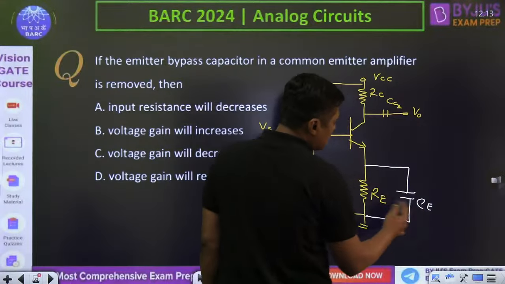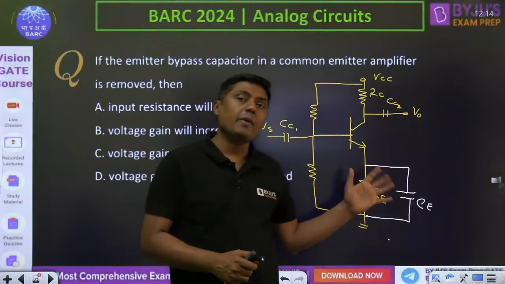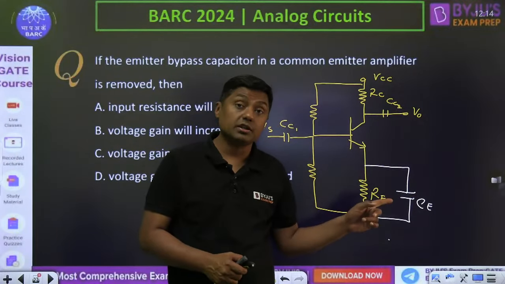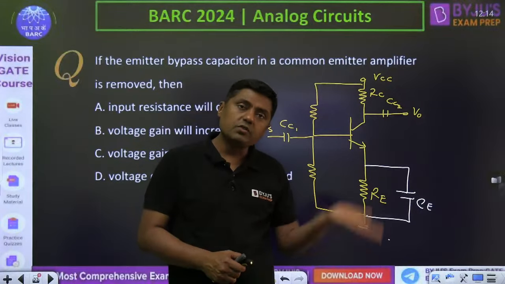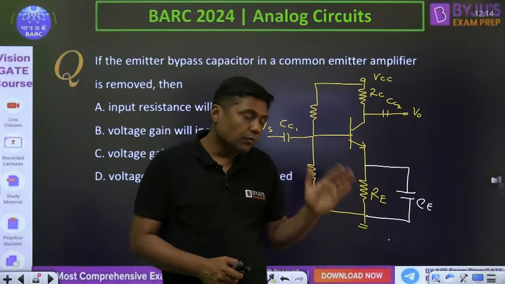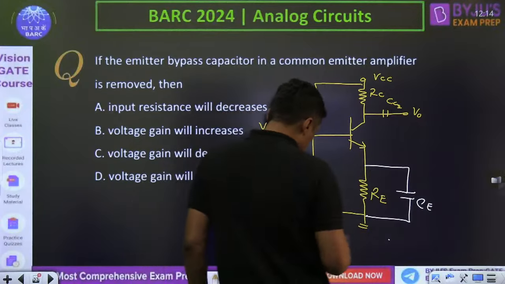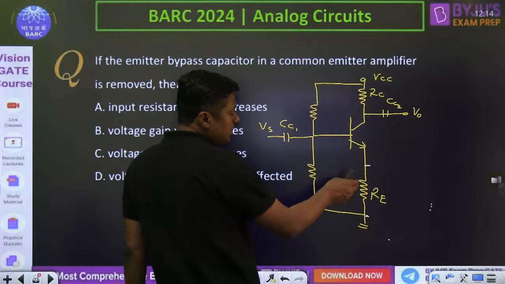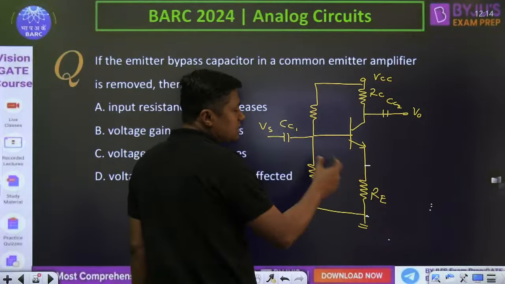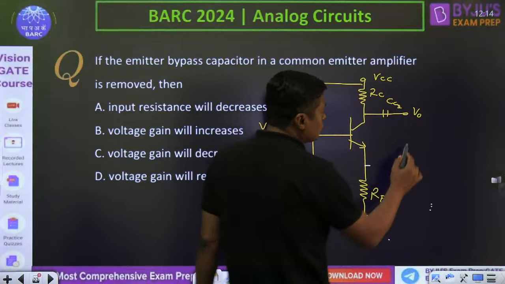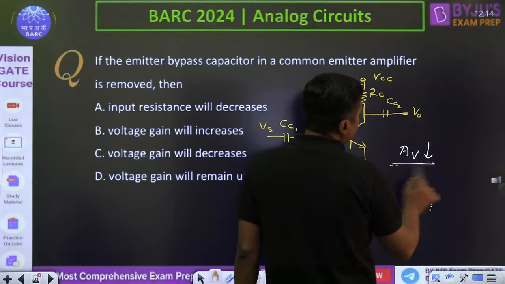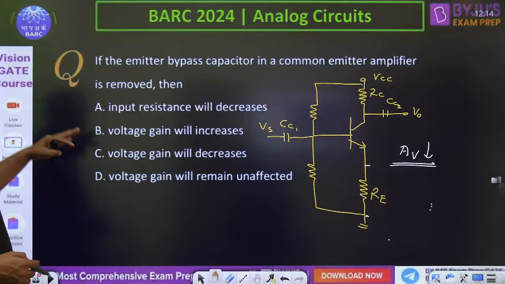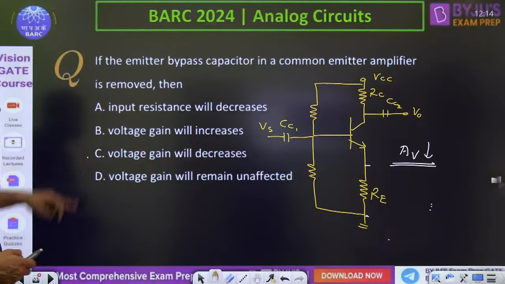When RE is bypassed, there is no feedback. There is no negative feedback because RE is bypassed. It will act as a short circuit. So what about the voltage gain? Very, very high. But when we remove the bypass capacitor, RE is present in the circuit, and because of this negative feedback is present. Voltage gain will reduce. But what is asked here? What about the input resistance? Voltage gain will decrease.